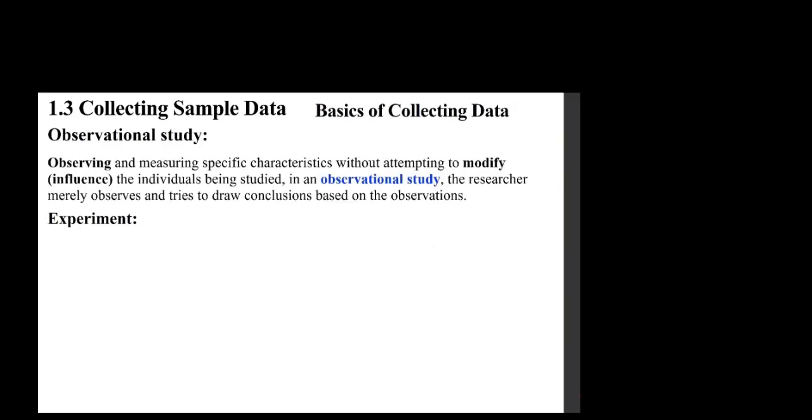So we have observational study and we have an experiment we want to discuss. Observing and measuring specific characteristics without attempting to modify or influence the individuals being studied. In an observational study, the researcher merely observes and tries to draw conclusions based on the observations. Okay, so that's the definition of observational study. We just observe and we make a note of what happens.